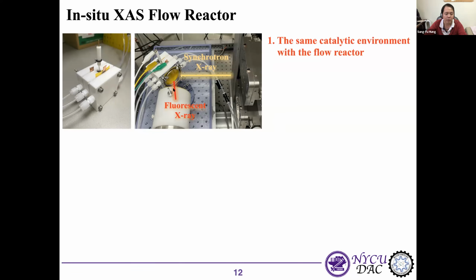Okay, so we also design a front plate here to prevent the electrolyte leakage, and we can prevent the damage to the hole as well. It is worth mentioning that the catalytic environment of this in situ XAS flow reactor is the same as the left one, because we just dig a hole here, but we carefully design the hole we dig.